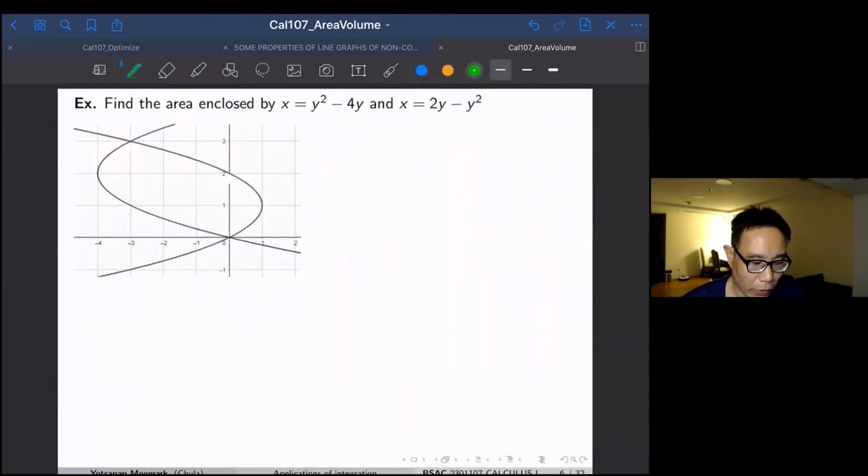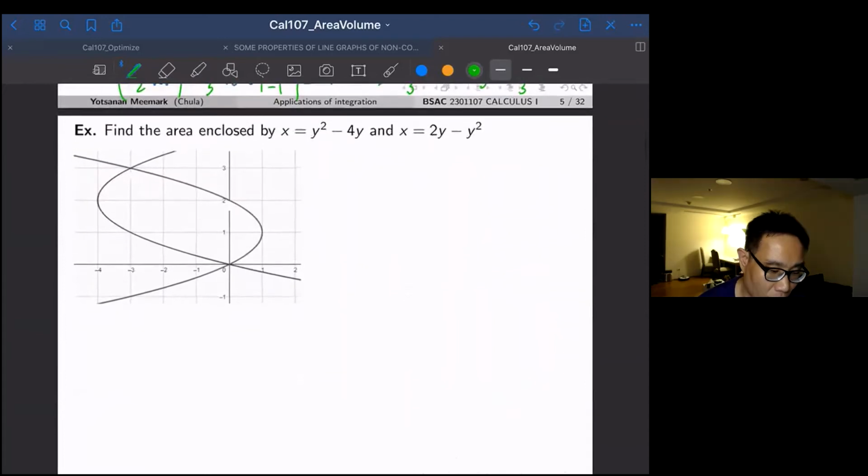The next one, you're gonna find the area enclosed by x equal to y squared minus 4y. This one will give you a parabola. And we know that we have y positive here, so we have the quadratic term positive, so it's gonna open to the right.